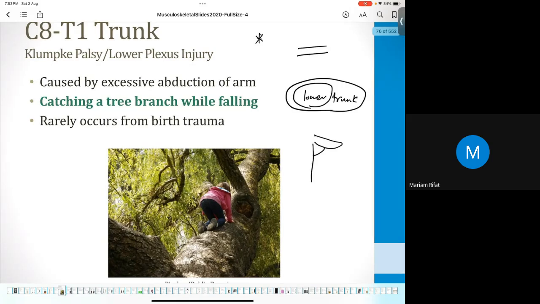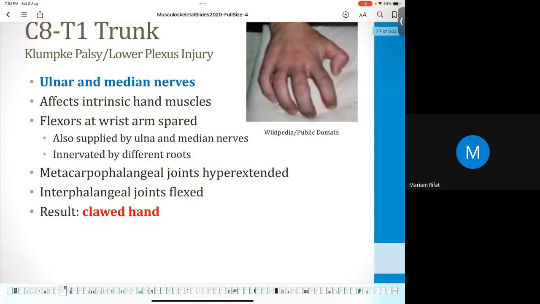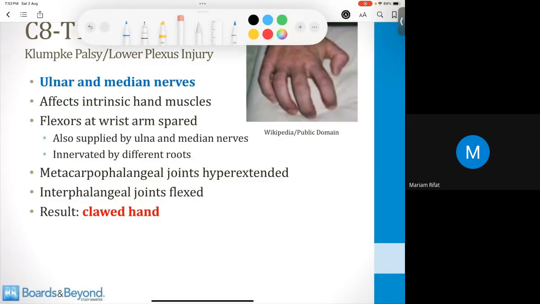So catching a tree while falling, you can see it's a claw hand. The function of the lumbricals is gone. It means now you have extension here and flexion at these joints, right? Here we are going to have extension and here flexion. So you can see it's a claw hand, right? It's also known as Klumpke palsy or lower plexus injury.